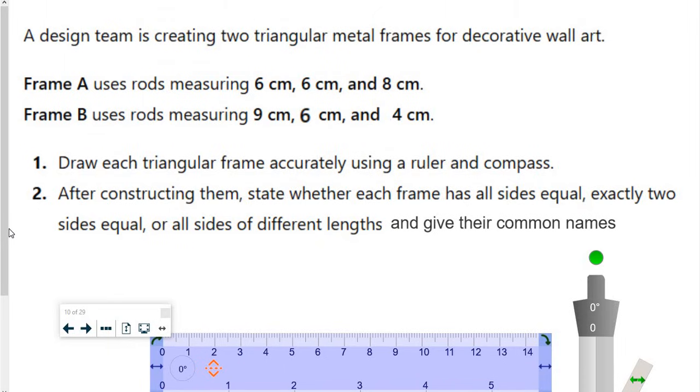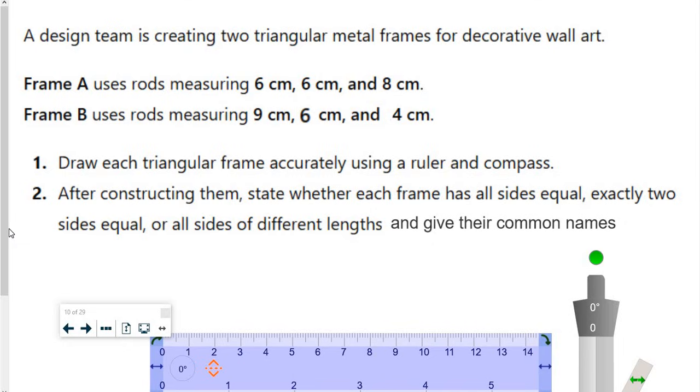A design team is creating two triangular metal frames for decorative wall art. Frame A uses rods measuring 6 centimeters by 6 centimeters by 18 centimeters. Frame B uses rods measuring 9 centimeters by 6 centimeters by 4 centimeters. The question is, draw each triangular frame accurately using a ruler and compass.